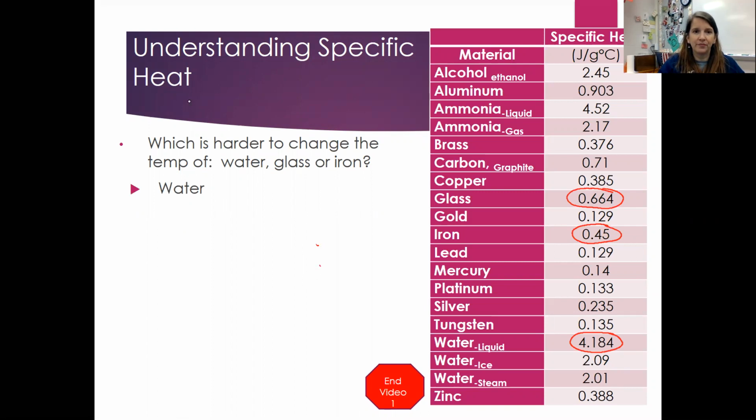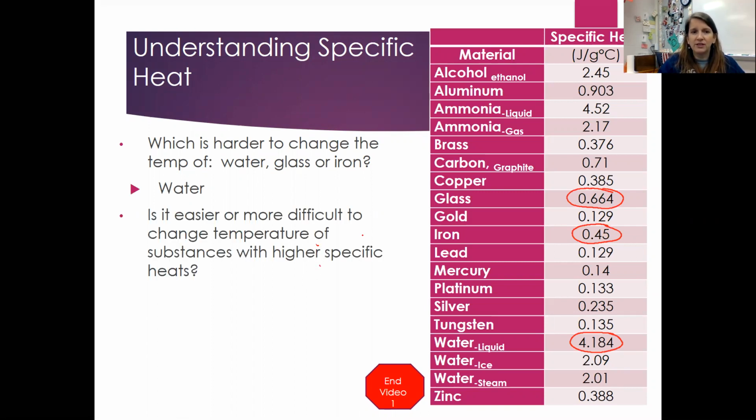Is it easier or more difficult to change the temperature of substances with higher specific heats? Well, we kind of just talked about this in the last slide. It's going to be harder to change the temperature of objects with higher specific heats because the higher the specific heat means it takes more energy to change the temperature 1 degree Celsius.